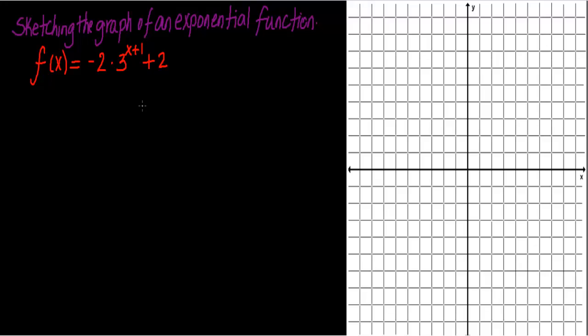From my parent function, I know that my horizontal asymptote is at y equals 0. So if I shift this graph up 2, my horizontal asymptote will shift up 2 with it. Also notice that the base here is greater than 1, so that tells me this function is increasing initially. When we reflect it, it's not going to look like this. It's going to be reflected. We'll see that. Let's start.